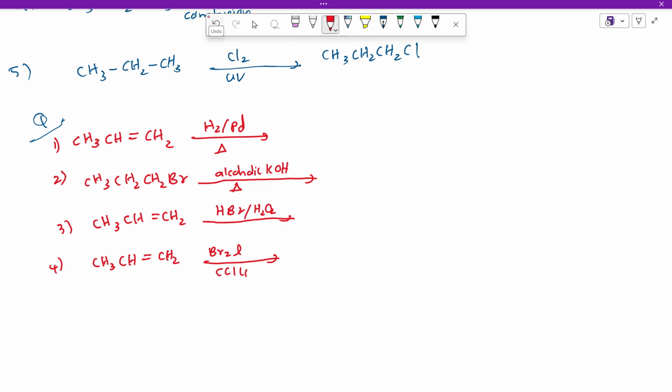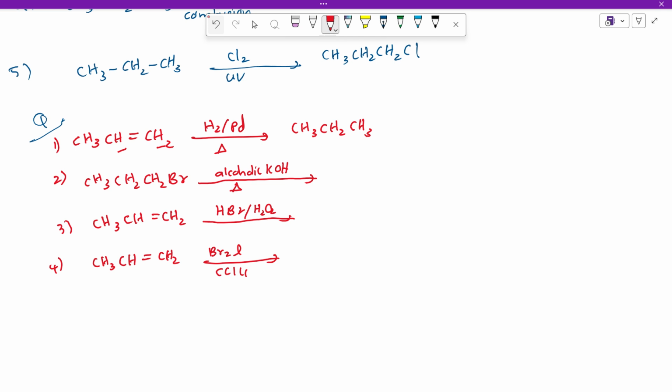So here this is easily known, I think. For this particular question, the first one, the answer is CH3, CH2, CH3. 2 hydrogens were added to this position and this position. You should balance both sides. Then CH3, CH2, CH2, Br.